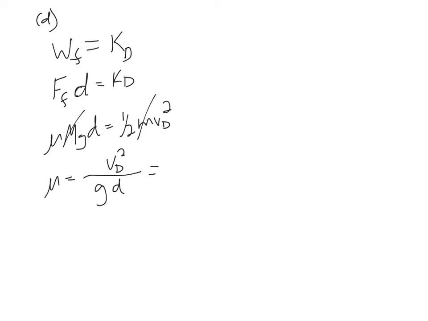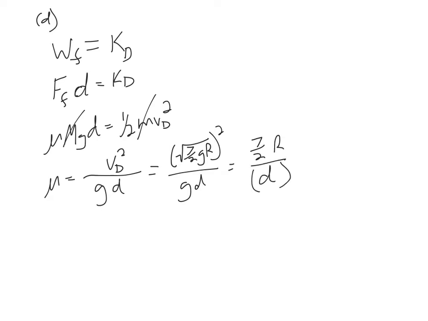We just found out before that the speed of the object is going to be root of 7/2 g r squared, which is basically 7/2 r over d. Now I've been waiting to plug in what d is. Well, d, the distance from d to e, is 3r. So boom, boom. 7/2 divided by 3, so mu should equal 7/6.